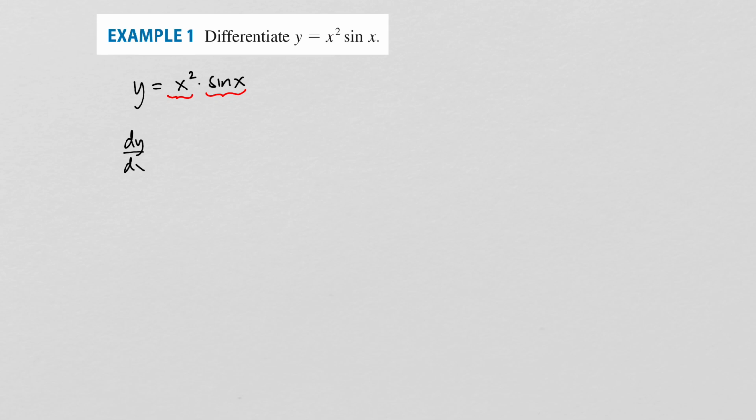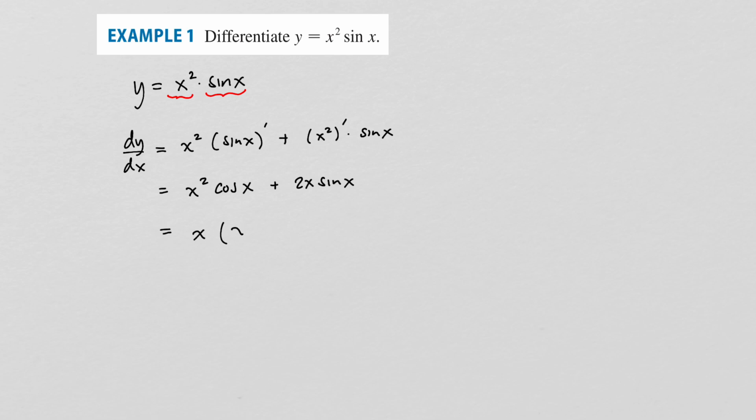And so the derivative dy/dx will be the first function, x squared, multiplied by the derivative of the second function, the derivative of sine of x, plus the derivative of the first function multiplied by the second function. If we do the math on this, we get x squared times the derivative of sine, which is cosine, plus the derivative of x squared, which is 2x, times sine. And so this is the derivative. Now, you can actually factor out an x here, and so sometimes you'll see the answer expressed in this way. But both of these are correct.